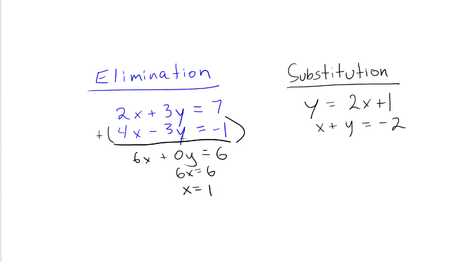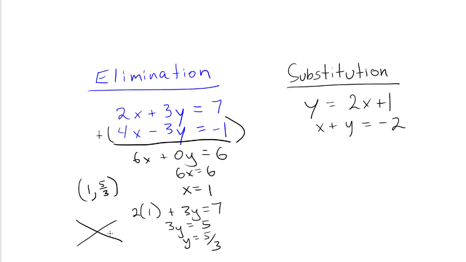Now I can plug that back into one of the original equations and solve for y. So 2 times 1 plus, substituting 1 for x, plus 3y equals 7. So I'm going to subtract the 2 times 1, or 2, from both sides. 3y equals 5. y equals 5 thirds. My solution is x equals 1, y equals 5 thirds. This would be the point of intersection between the two lines in these equations.